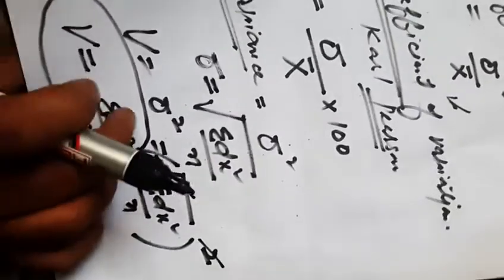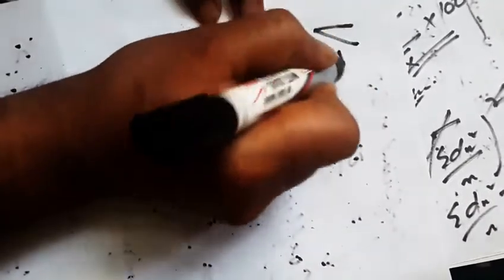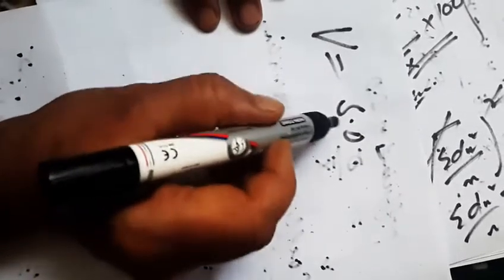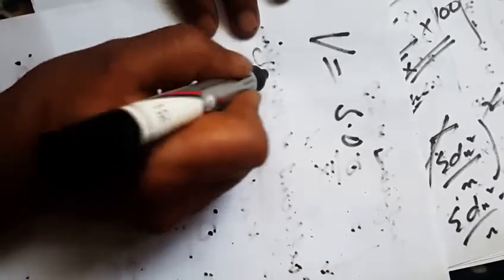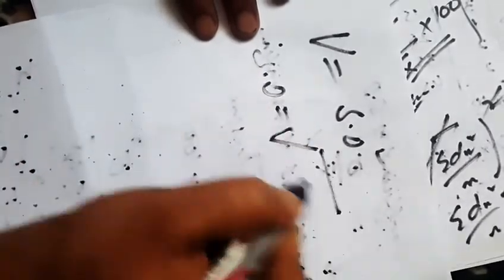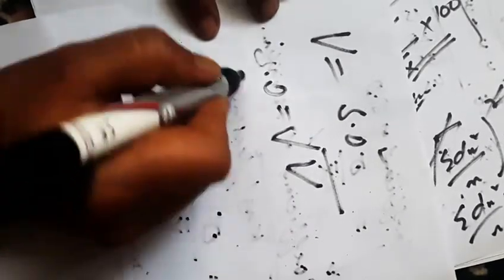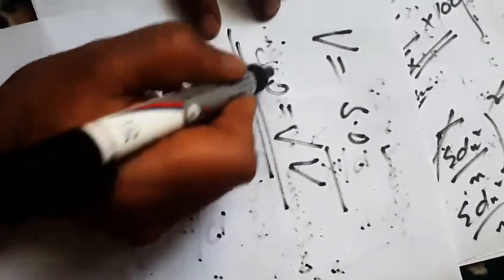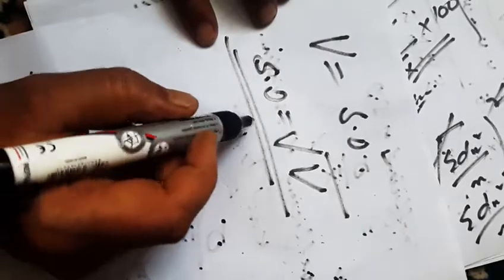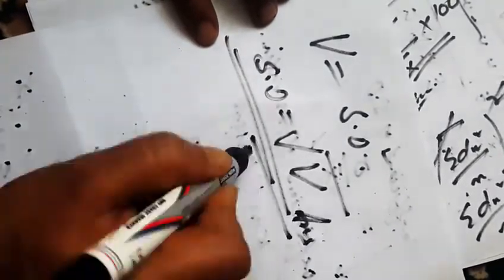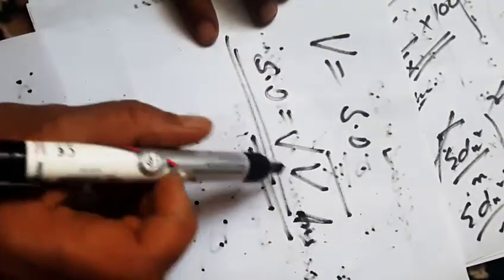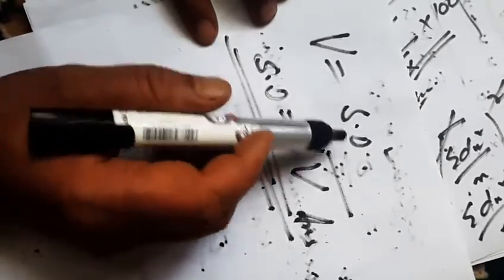So we reach the conclusion that variance is equal to the square of standard deviation. If variance is equal to standard deviation square, then standard deviation is equal to the square root of variance. So the square root of variance gives us the standard deviation. This is the formula for calculating standard deviation through variance. Variance is the standard deviation square. Thank you very much.